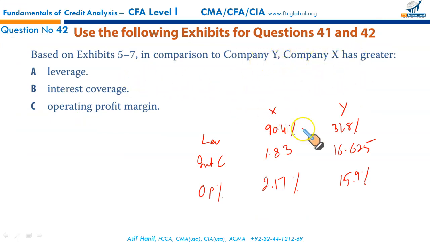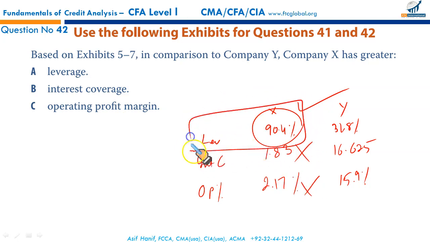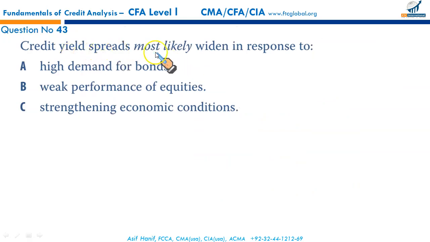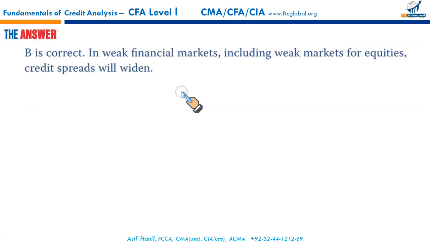Company X has greater leverage, yes. Interest cover, low. Operating profit margin, low. So that is A. A is the correct option. Next: credit yield spread most likely widen in response to high demand for bonds? Credit yield spreads will squeeze. Strengthening economic conditions, credit yield spreads will be narrow. But weak performance of equities indicates weak financial markets. This would result in credit spreads becoming wider. B is the right answer.